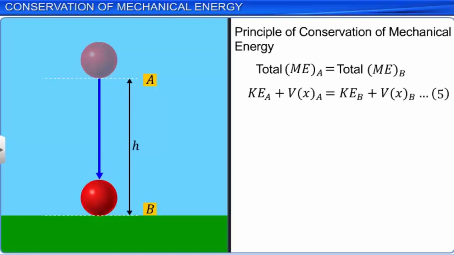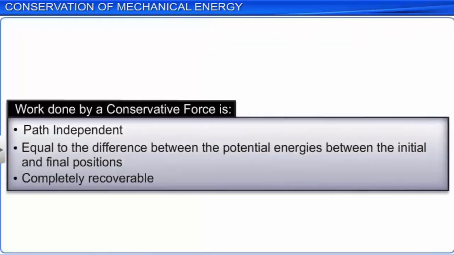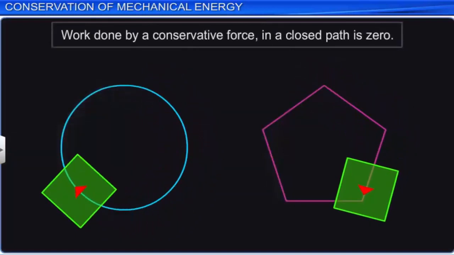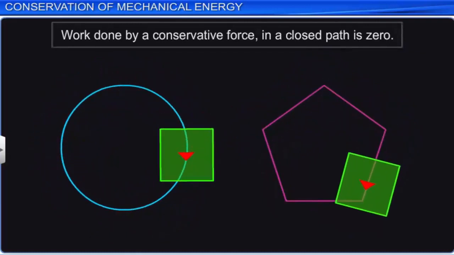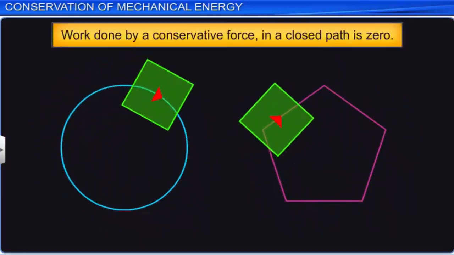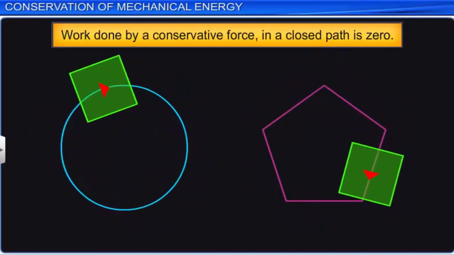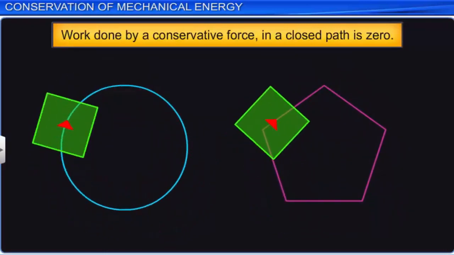From the above discussion, we observe that work done by a conservative force is path independent. It is equal to the difference between the potential energies of the initial and final positions, and is completely recoverable. Also, as the work done by a conservative force depends on the initial and final position, we can say that work done by a conservative force in a closed path is 0, as the initial and final positions in a closed path are the same.